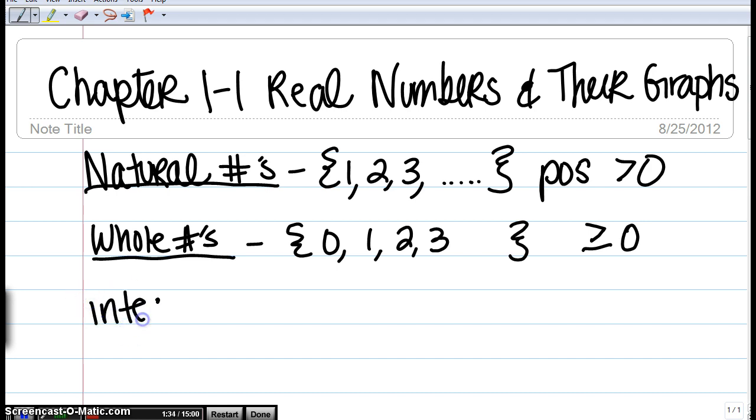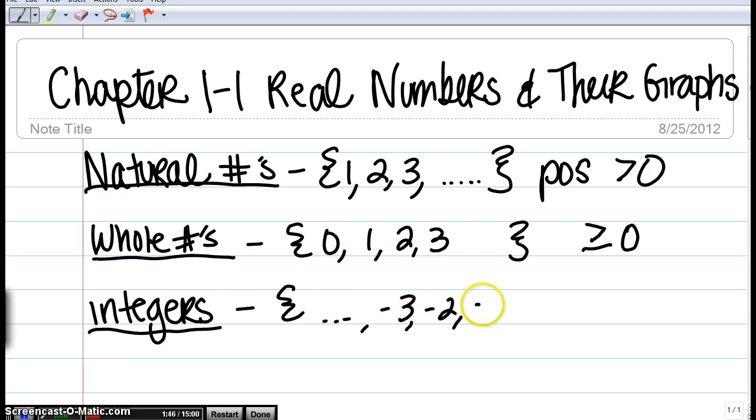Integers are both positive and negative numbers. So you could have -3, -2, -1, 0, 1, 2, 3, all the way to infinity. So anything negative or anything positive.